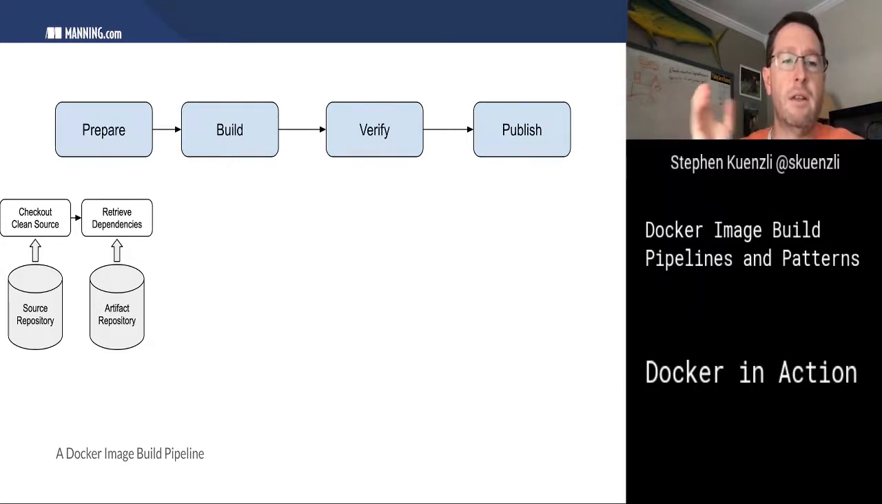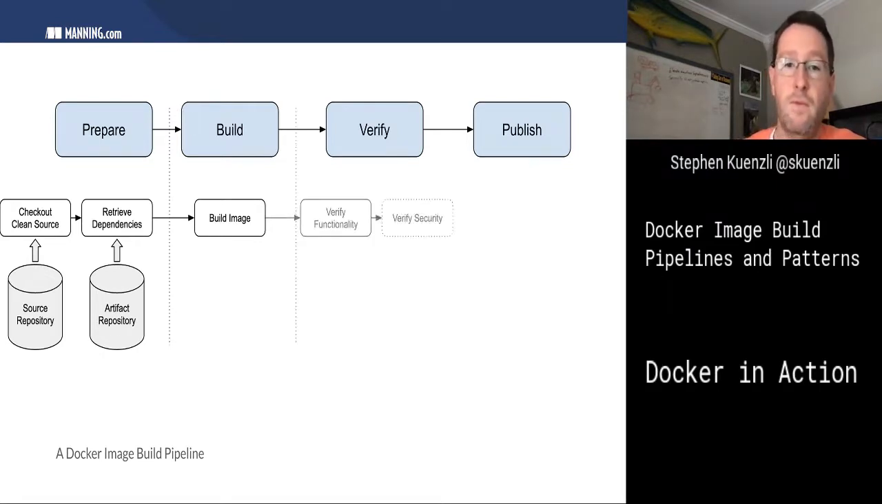We need to be able to get a clean copy of the source code with our instructions for building the Docker image, and that'll be the preparation stage, along with retrieving application artifacts or perhaps building them. In this example, we're actually going to build our own application artifacts. And then you build the image, and that's done with the Dockerfile, which again, you can learn a ton about in Docker in Action.